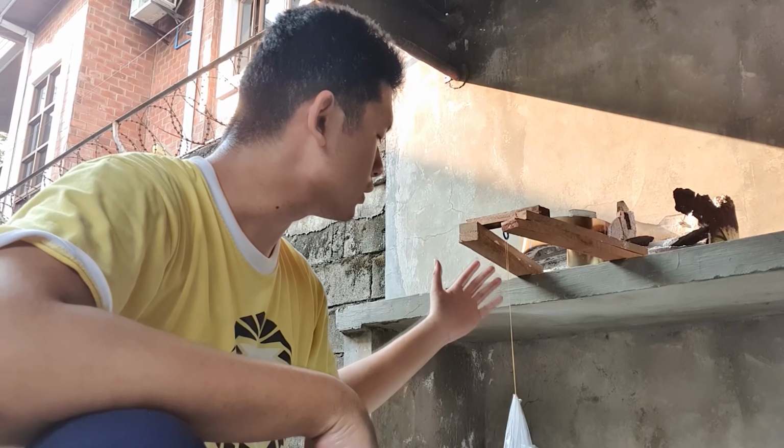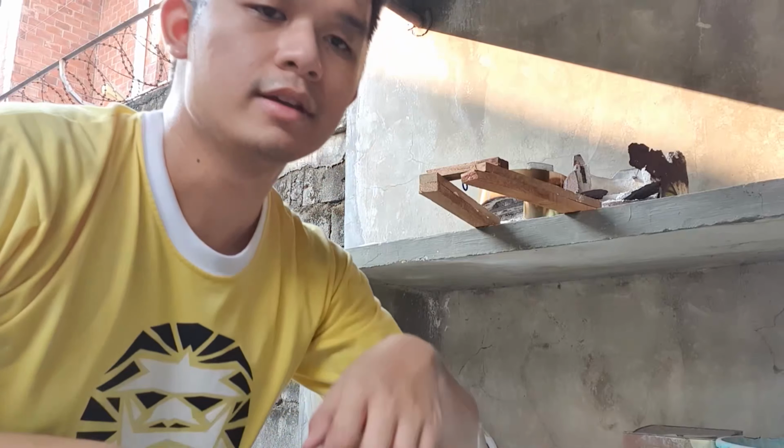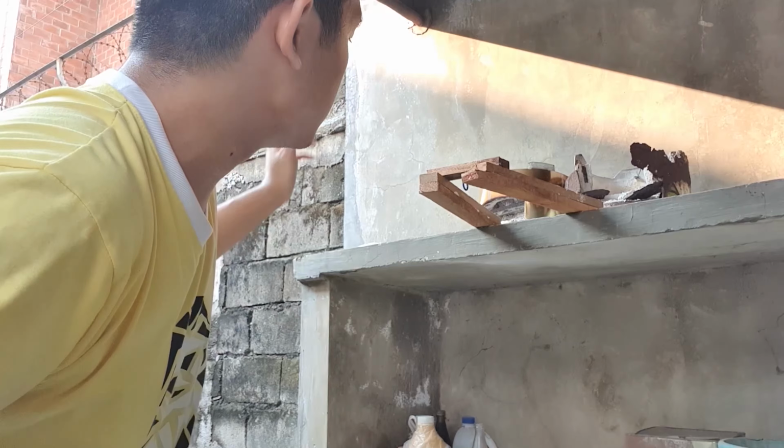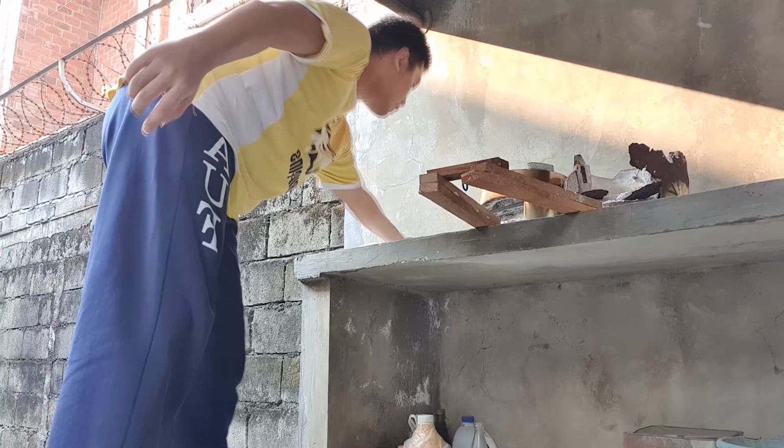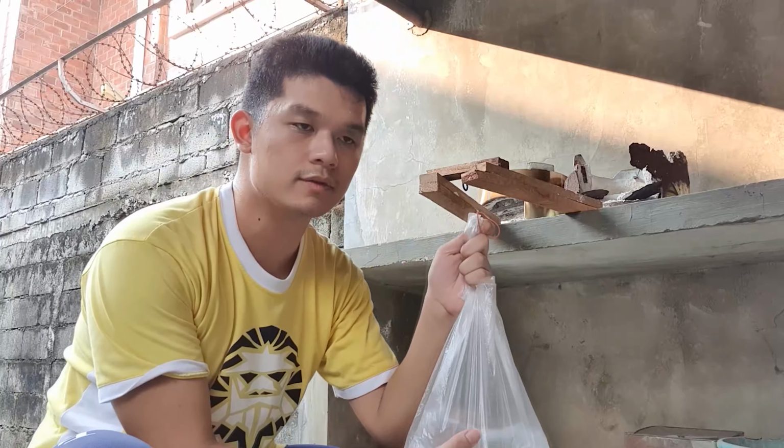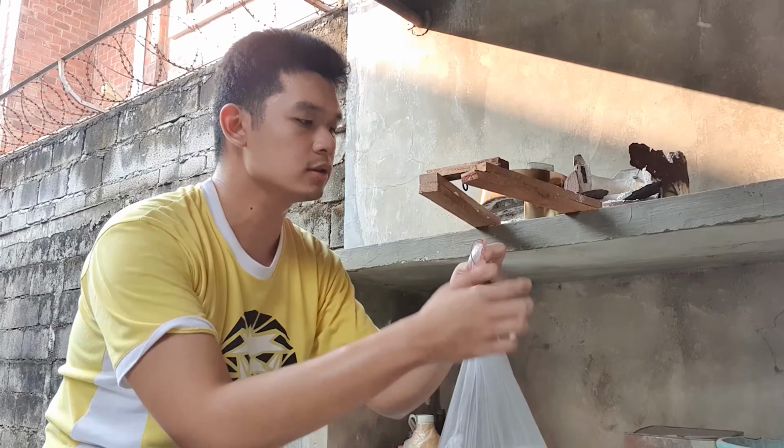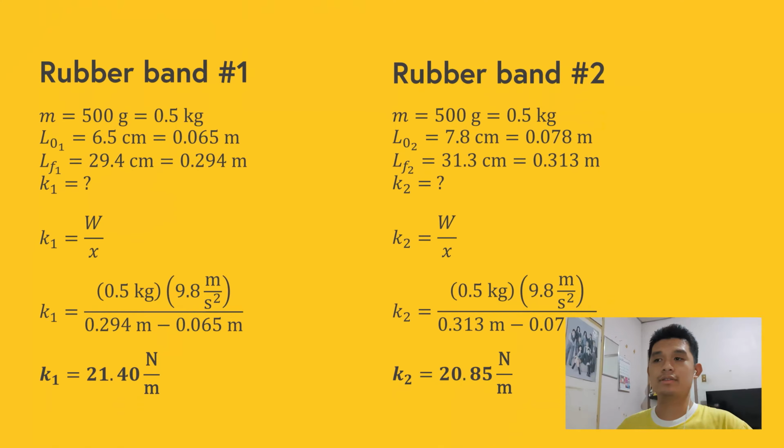Measuring the change in length of rubber band number 1. For the second rubber band, we will use again the 500 grams of water to place in our apparatus. So let's see if it will be greater than rubber band number 1 or shorter than rubber band number 1.